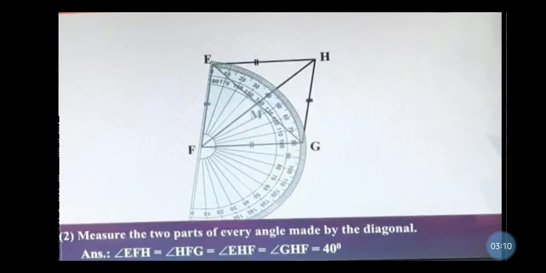Second, measure the two parts of every angle made by the diagonal. So, due to the diagonal, we will be measuring each angle. Angle EFH is equal to angle HFG is equal to angle EHF is equal to angle GHF. So, they all are measuring 40 degrees.